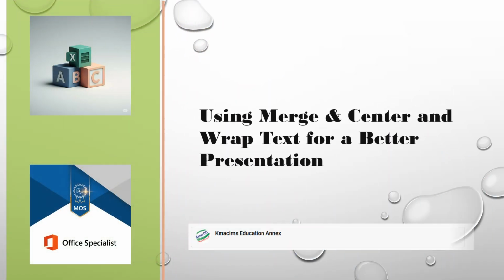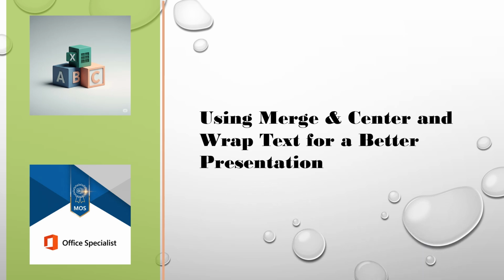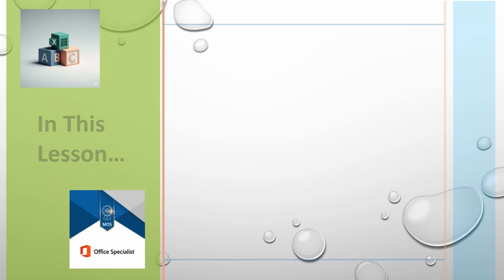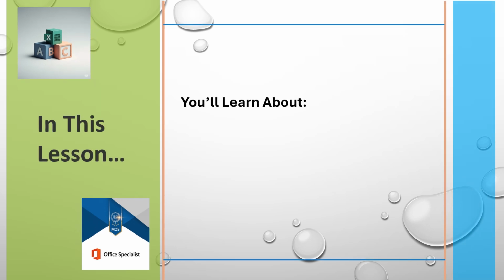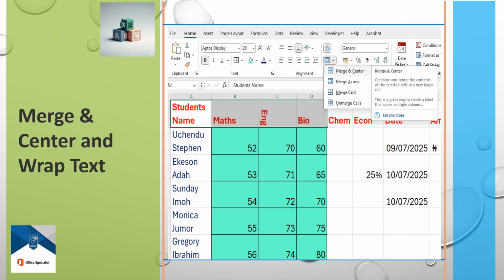Merge and center and wrap text are two formatting tools that can help you manage cell content to create clear, professional-looking reports and dashboards. They are crucial for organizing headings and long text entries. Merge and center.